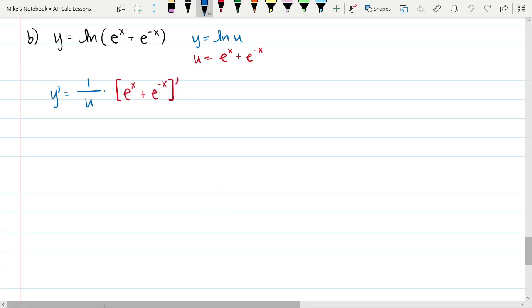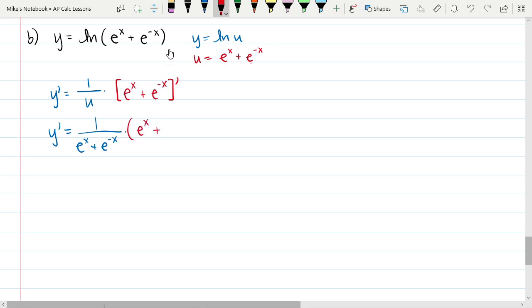Okay, so now that's going to, of course, become y prime equals 1 over e to the x plus e to the negative x, times. Now, to find the derivative of e to the x plus e to the negative x, remember, that's just finding the derivative of each term separately. Well, the derivative of e to the x, that's just going to be e to the x.